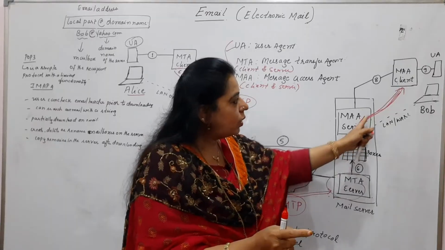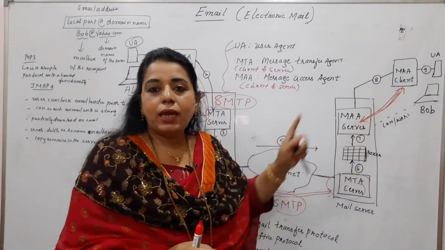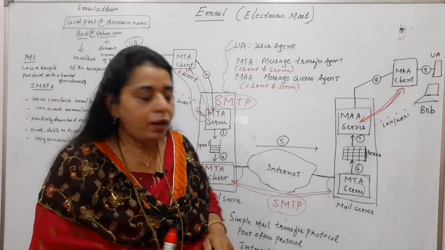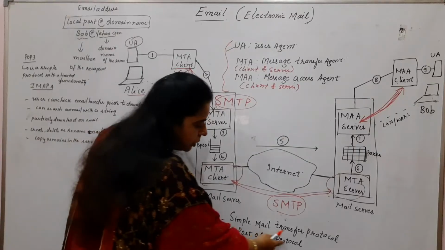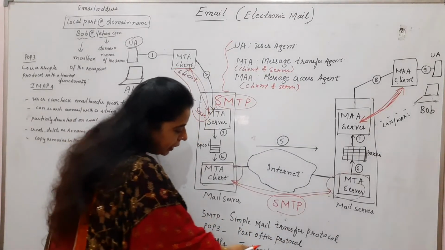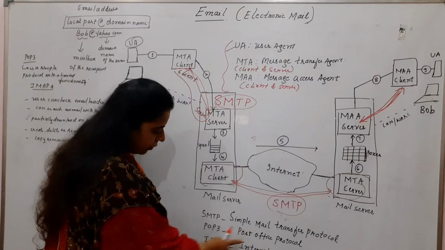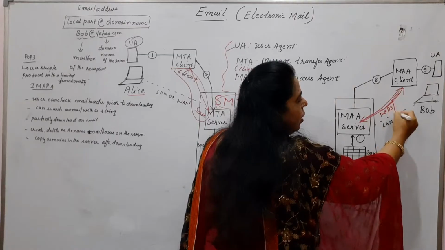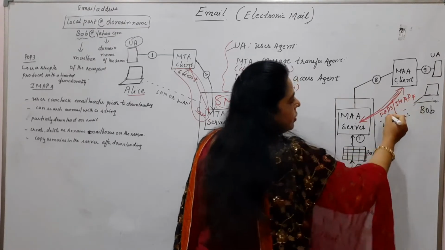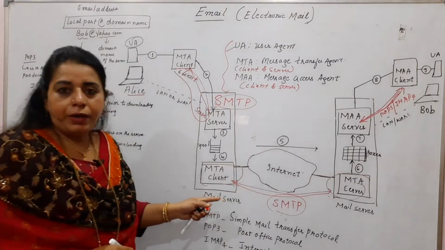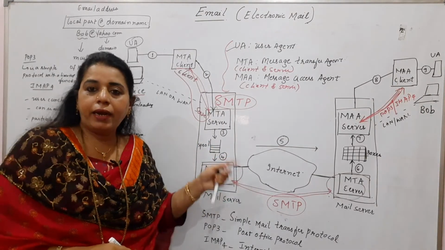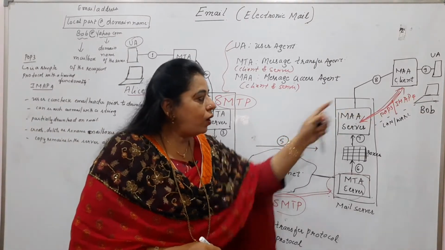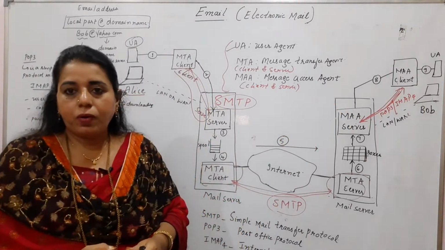Now comes the role of another protocol, POP or IMAP. Two possible pull protocols are there. One is POP, Post Office Protocol version 3, and another one is Internet Mail Access Protocol version 4, IMAP. So here you can write down either POP3 or IMAP version 4. Hope you are getting the point. Wherever a push operation is needed, the SMTP protocol comes into picture. Wherever a pull operation is needed, POP3 or IMAP version 4 comes into picture.